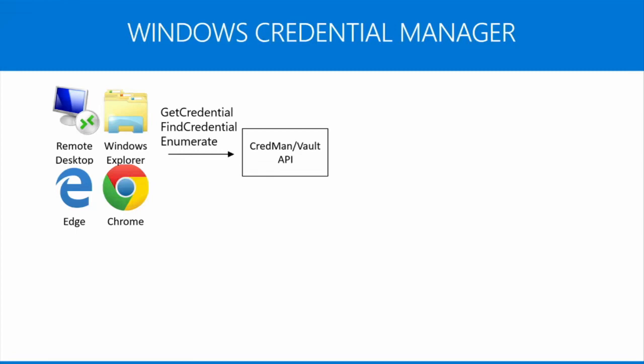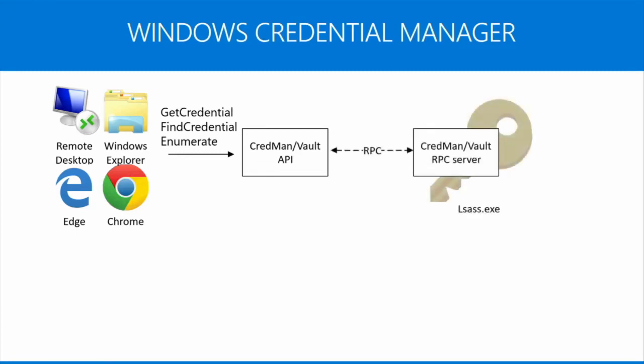So it all starts when the client API sends an RPC request with one of the APIs to the LSASS process. LSASS is the process that owns the encryption key of our stored credentials. So an RPC request is sent to LSASS. LSASS uses the encryption key, extracts the requested credentials, and sends them back to the requesting app with an RPC message.